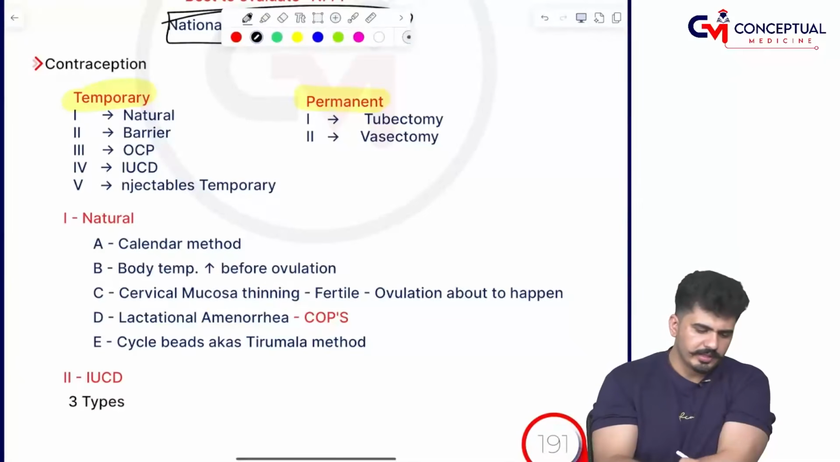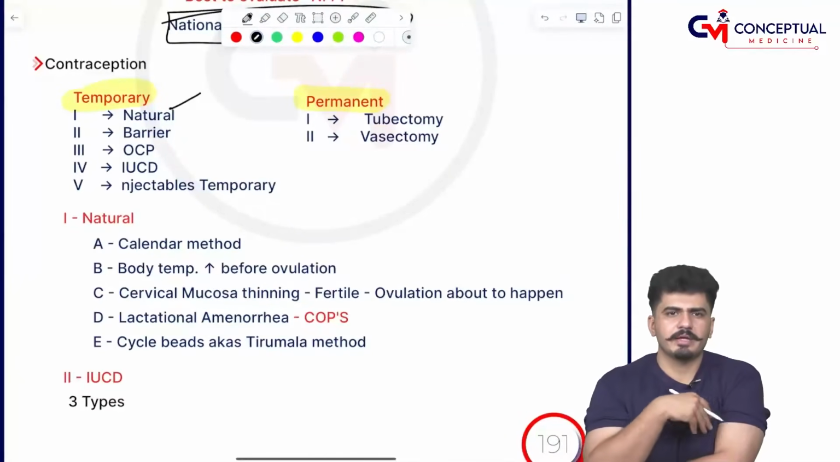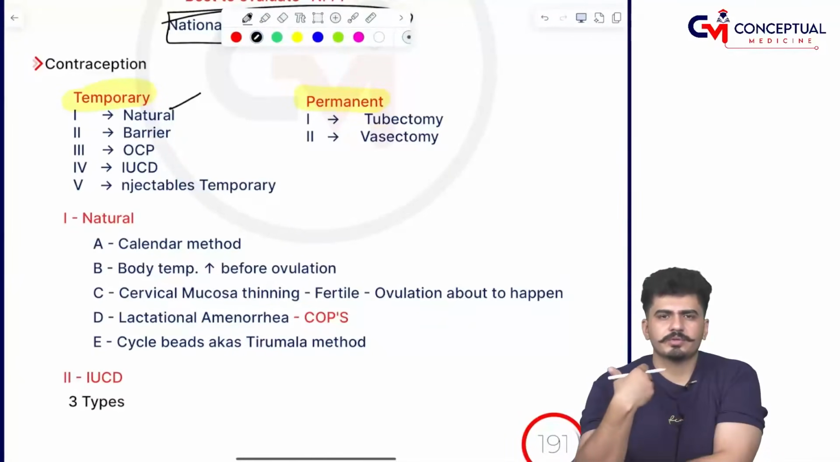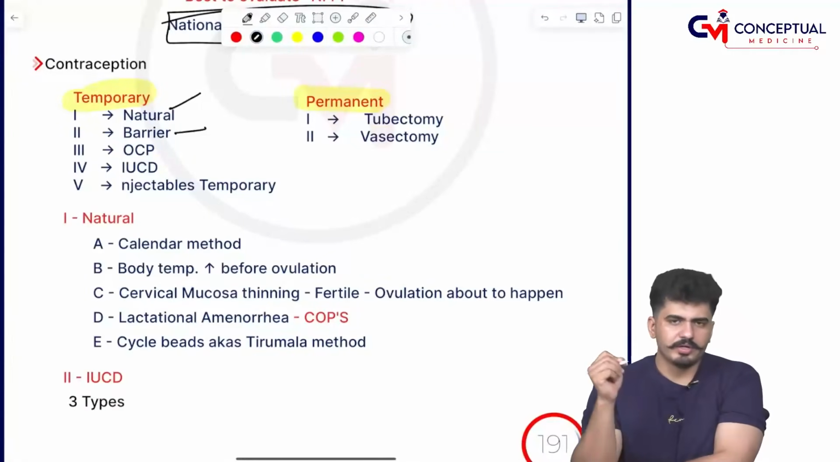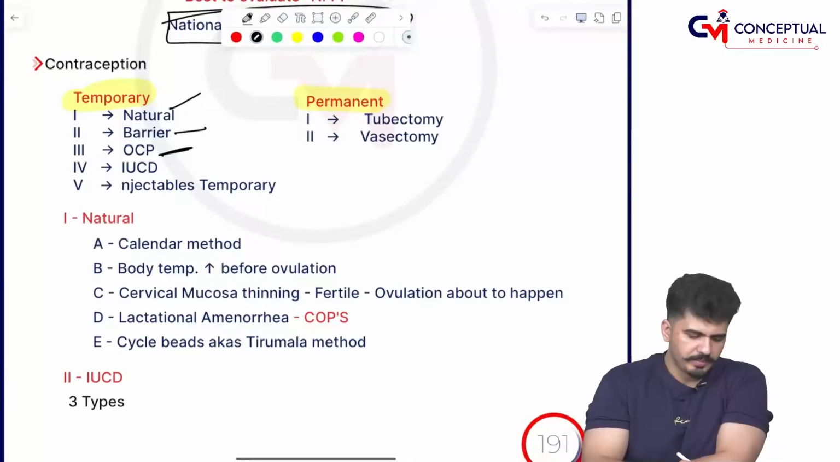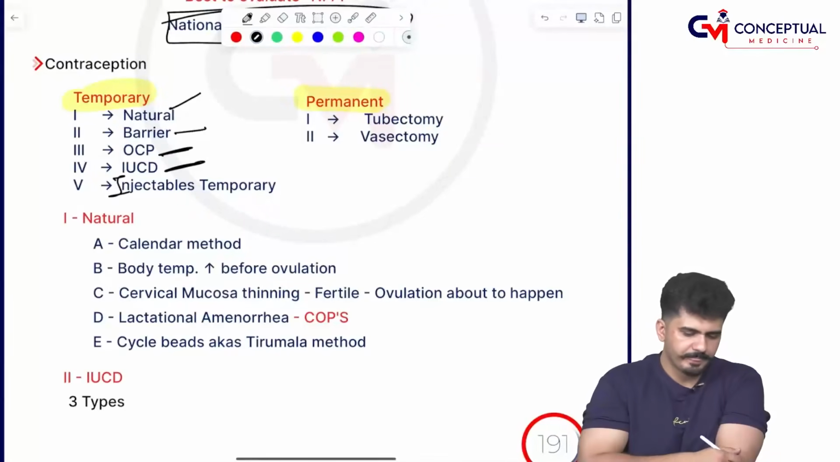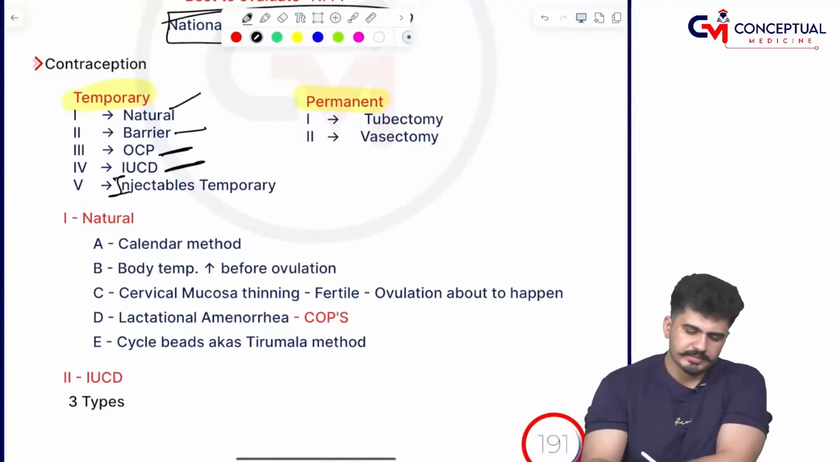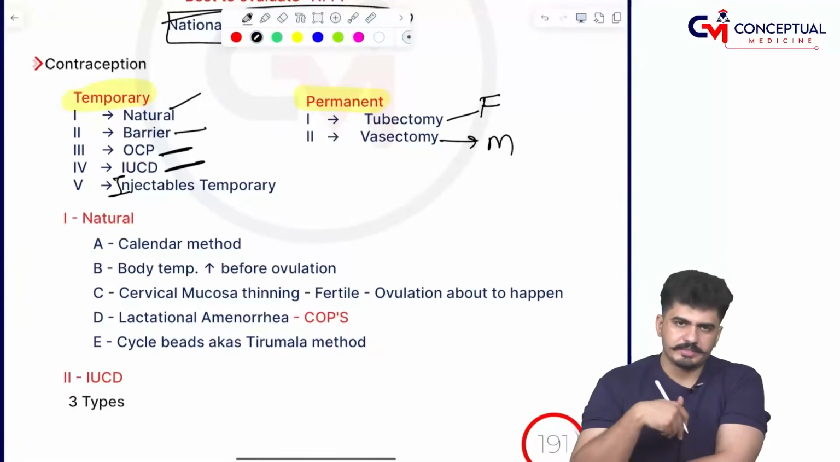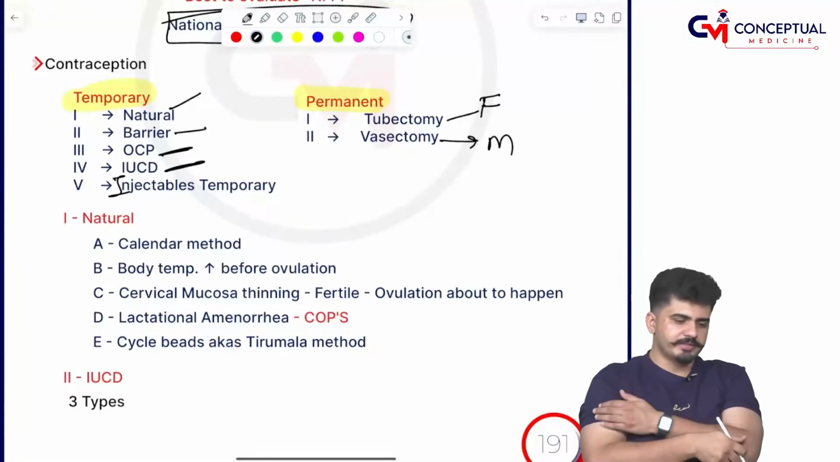Temporary methods include natural methods. In natural methods: the calendar method, cervical mucosa thickening you have to check, lactational amenorrhea, then cycle beads, etc. Barrier method: condom. OCPs, IUCDs, injectables, under which DMPA comes. Permanent methods are tubectomy and vasectomy. Tubectomy is done in females, vasectomy is done in males, sir. So let's learn about all these in detail.